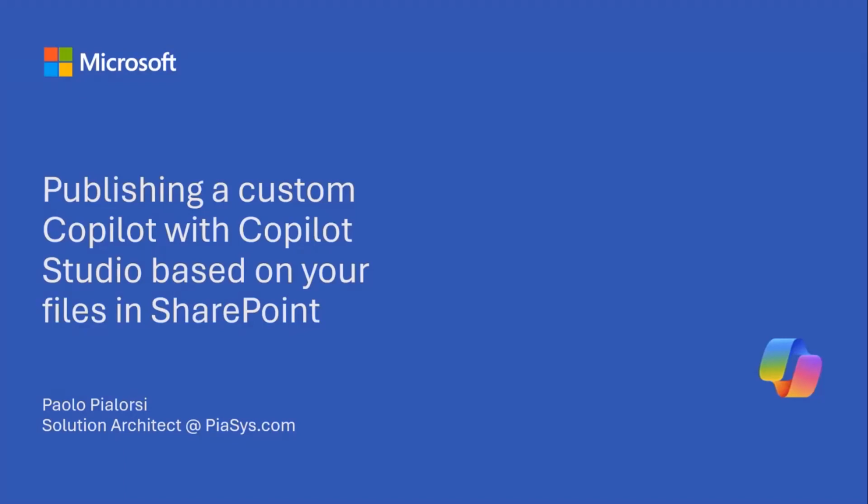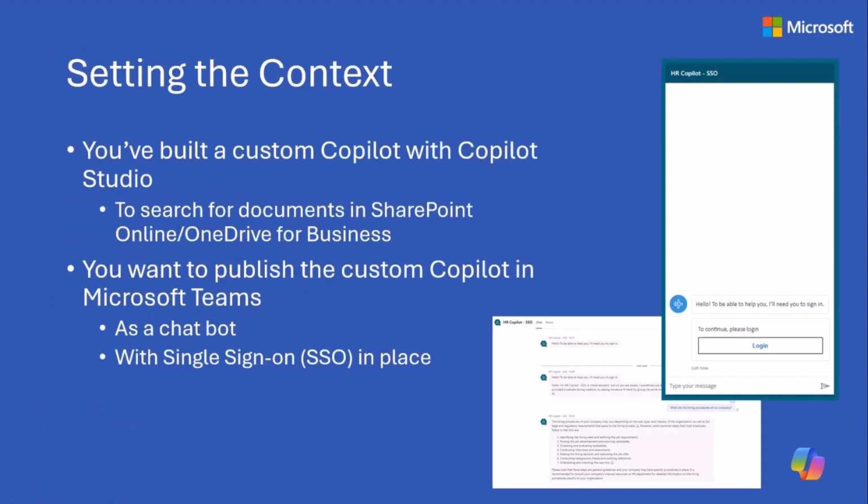Okay, so this is the second episode of a series of episodes about how you can build custom Copilots with Copilot Studio, consuming SharePoint Online or OneDrive files content. And in this episode, I'm going to show you how you can publish a custom Copilot, for example, in Teams, in order to make it possible for your end users to consume your content and your custom Copilot easily. So this is the context.